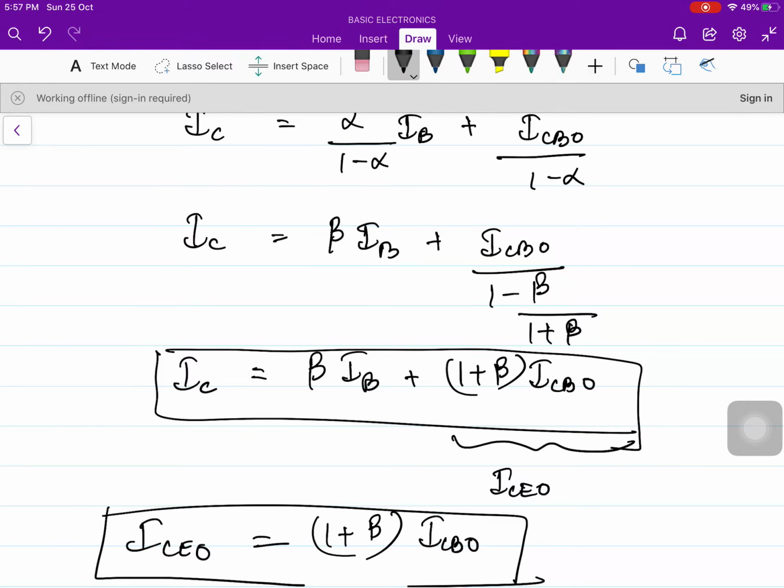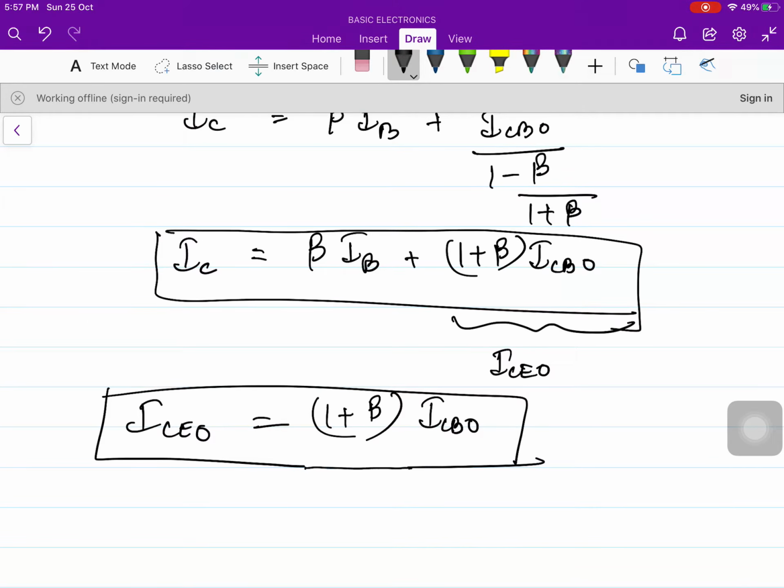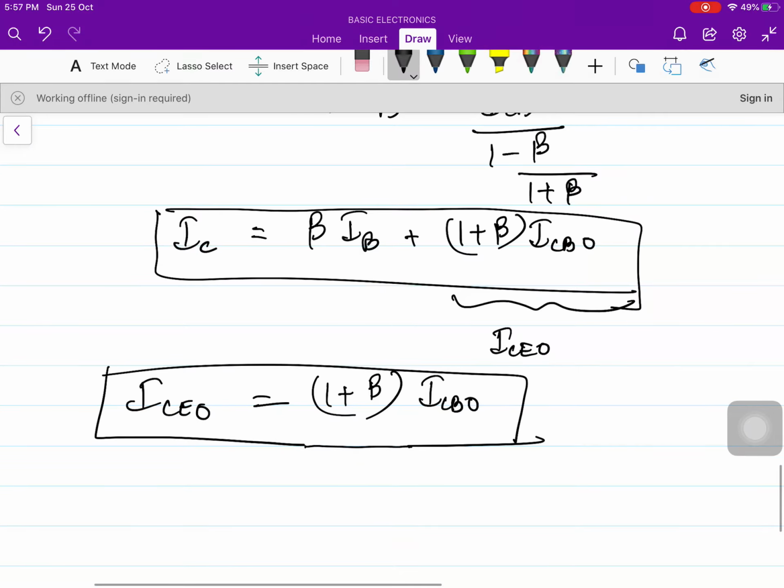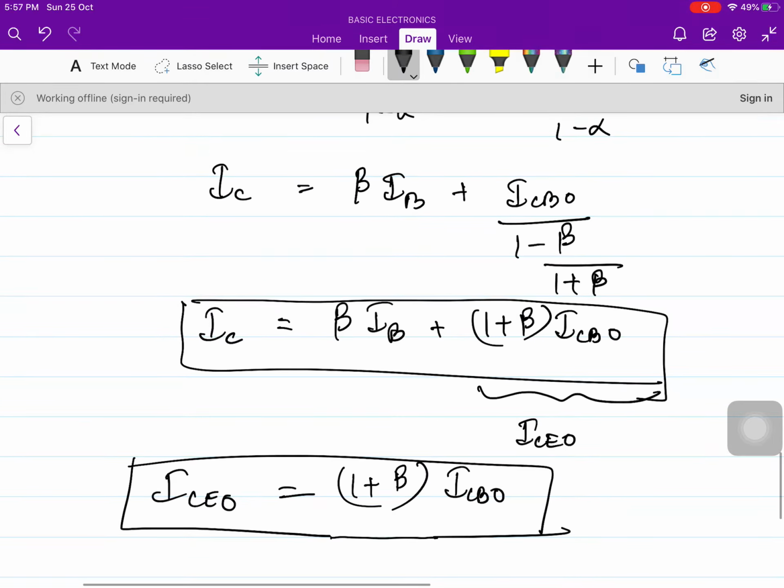So from here you can take out the inference from this equation, and that is that ICEO, although very small, is greater than ICBO, because ICEO is equal to 1 plus beta into ICBO, and we all know that beta is much greater than 1. So therefore both the leakage currents are small in value, but still the leakage current in common emitter is more as compared to that of common base. So this is how we derive the relationship between both the leakage currents.